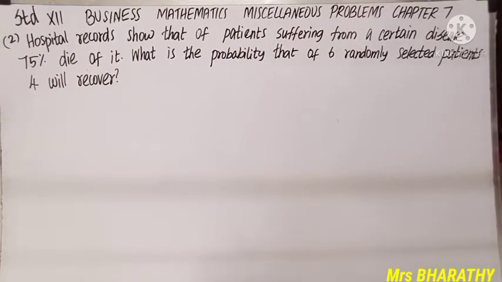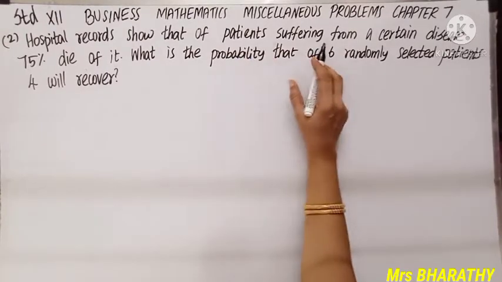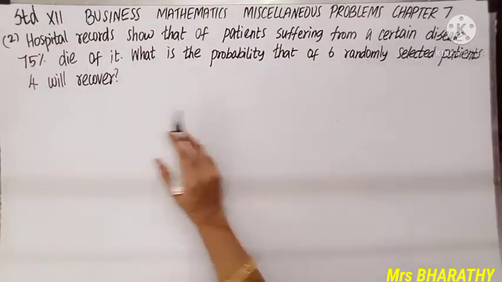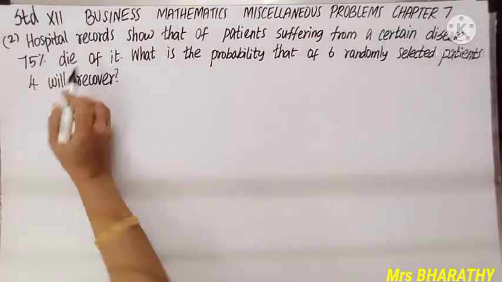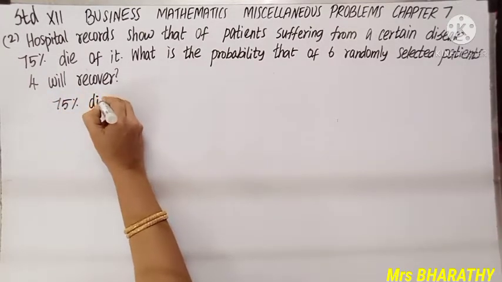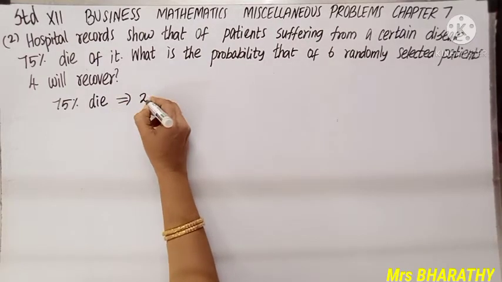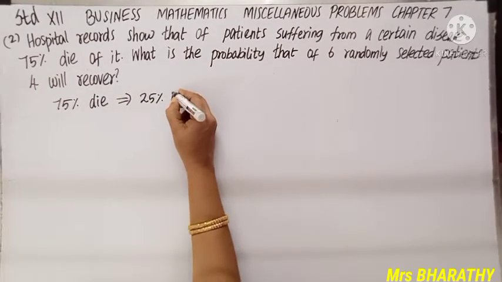Question number 2. Hospital records show that of patients suffering from a certain disease, 75% die of it. So the question mentions 75% die. That implies the remaining, that is 25%, recover.